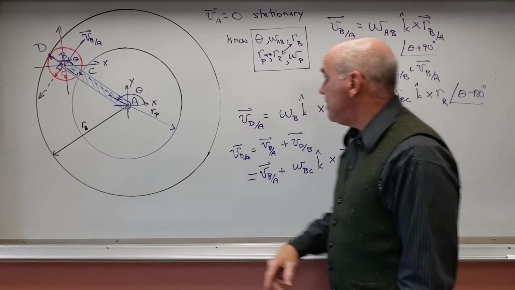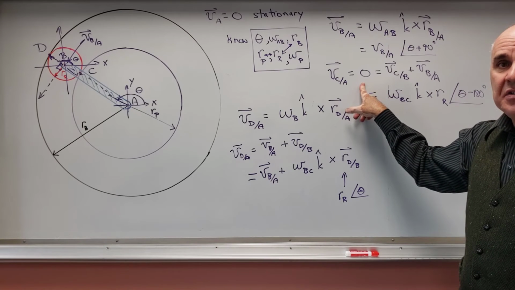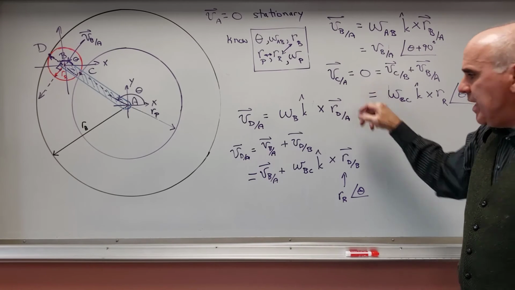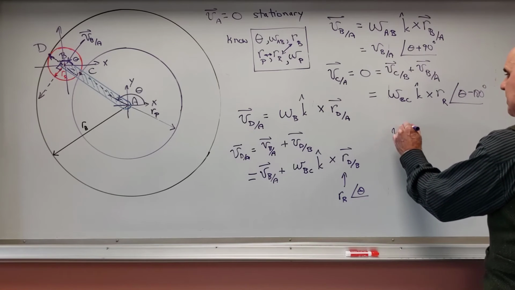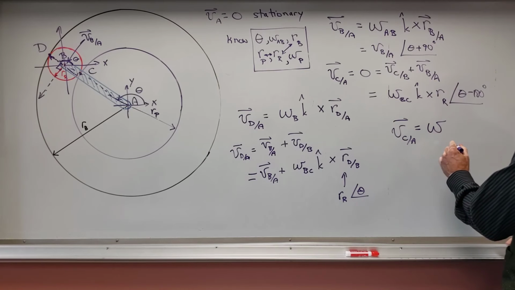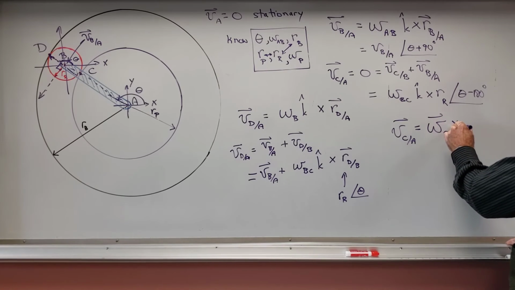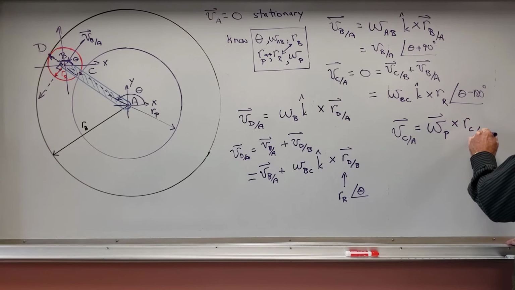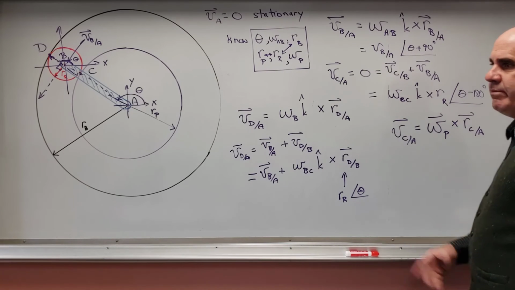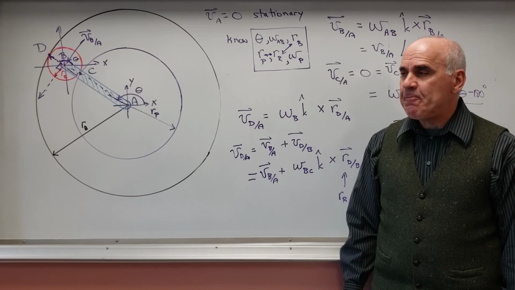If the purple gear is not stationary, this argument of the velocity of C with respect to A being 0 is incorrect. But what would we have? We would just have the velocity of C with respect to A is equal to omega of the purple gear, I'll just call that omega purple, crossed with the position of C with respect to A. And so something's going to have to be given in order for us to find that information.